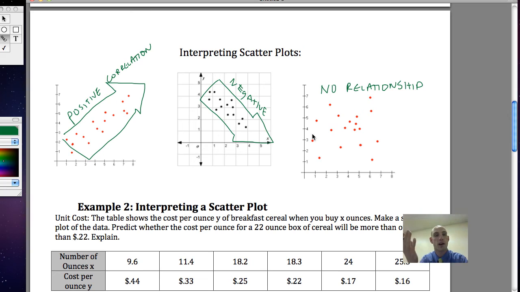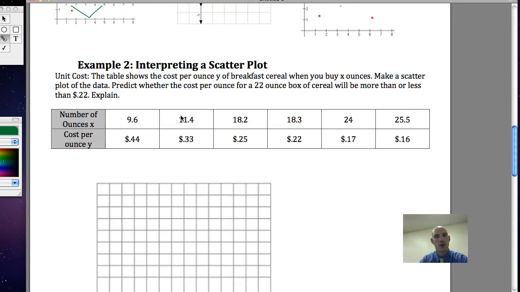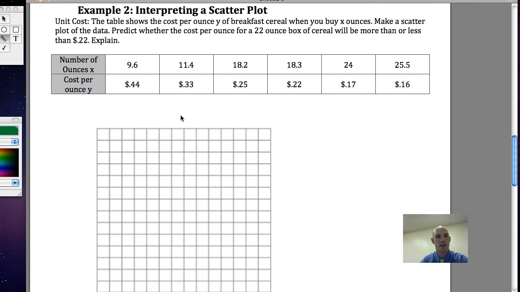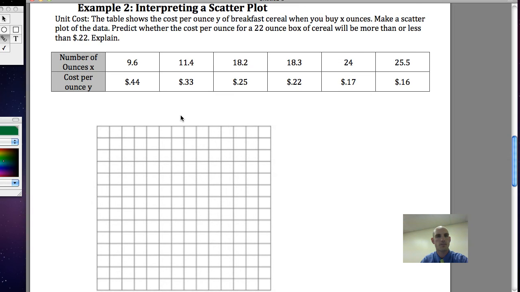So if they go up and to the right, they're a positive correlation or a positive relationship. If they go down and to the right, they're negative. And if they're scattered all over the place, they have no relationship at all. Let's interpret a scatter plot. First, we're going to make a scatter plot out of this data. Then we're going to interpret it.